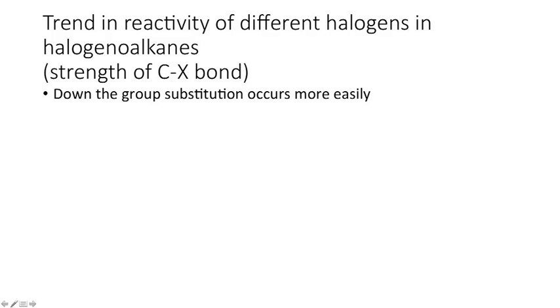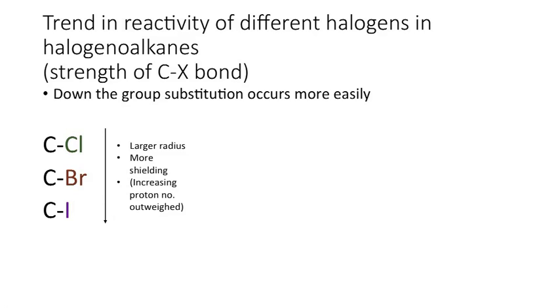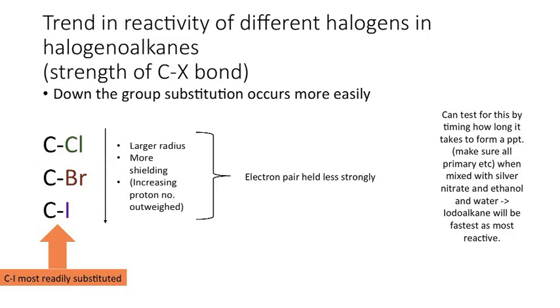So the trend in reactivity of different halogens in halogenoalkanes. Effectively here we're talking about the strength of the C-X bond, X being the halogen. Down the group, substitution occurs more easily. So for example, if we take C-Cl, C-Br and C-I, there is a downwards trend because there is a larger radius and more shielding, and the increasing proton number is outweighed. So overall, this means the electron pair is held less strongly. Therefore, C-I will be most readily substituted.